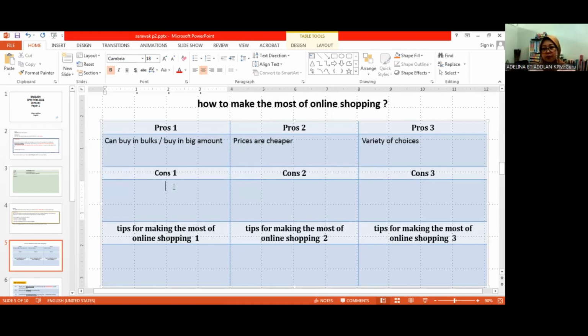Okay, cons would be, if you are buying in bulks, what's going to happen? It's going to be a waste. A waste if you buy too many. Because sometimes you realize, oh, why should I be buying this a lot? Because you don't need it so much.